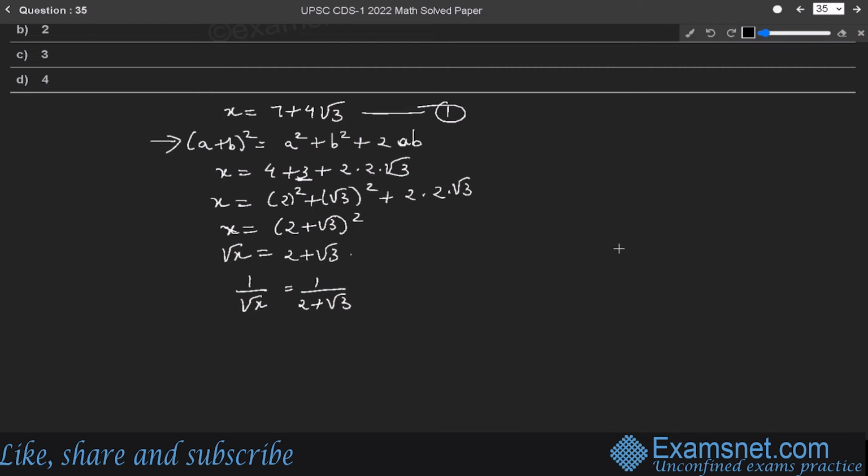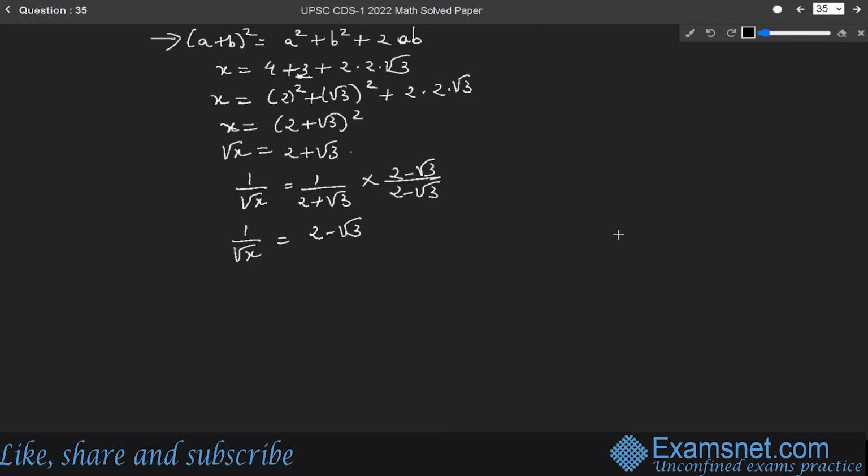And after rationalizing it, we will get 1 upon root x is equals to 2 minus root 3. The rationalization will be in this way. So we will get 1 upon root x as 2 minus root 3.